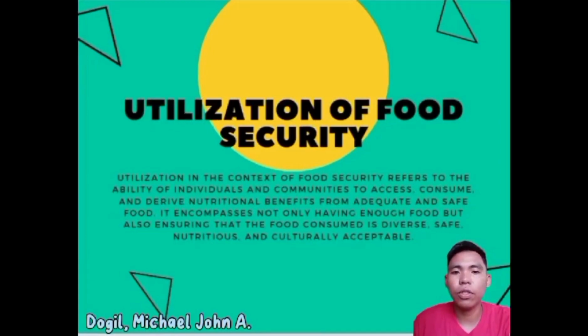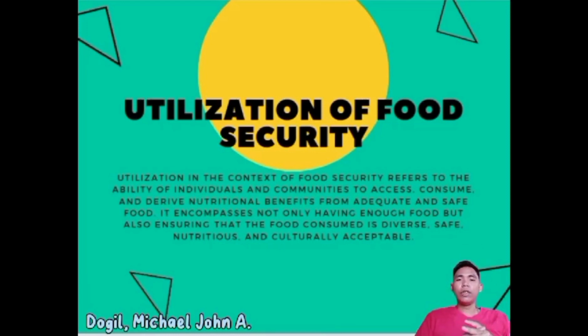Next is utilization in the context of food security. It refers to the ability of individuals and communities to access, consume, and derive nutritional benefits from adequate and safe food. It encompasses not only having enough food but also ensuring that the food consumed is diverse, nutritious, and culturally acceptable. So, utilization involves nutritional adequacy: access to a diverse range of foods that provide essential nutrients required for optimal health and development.